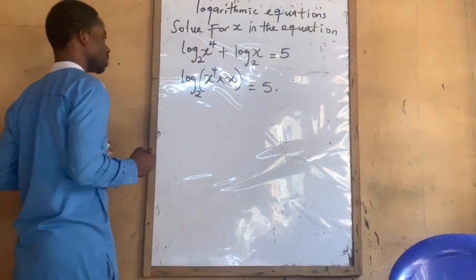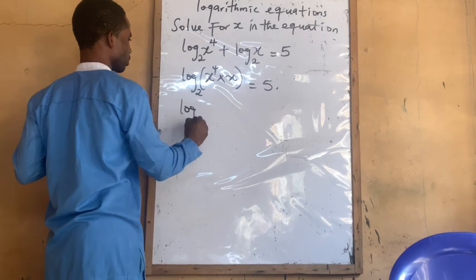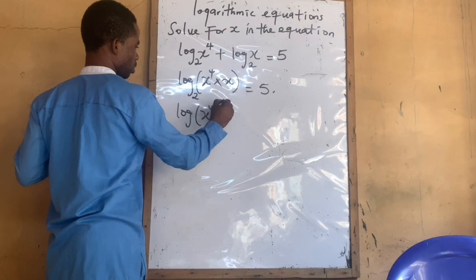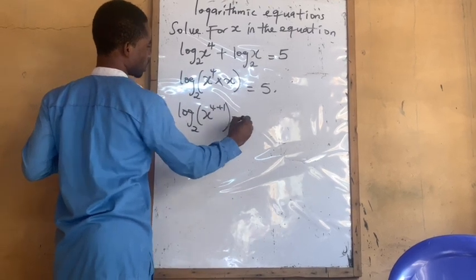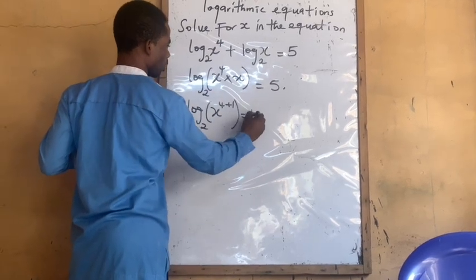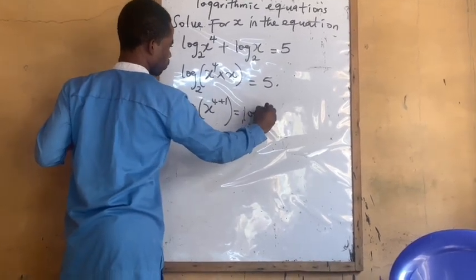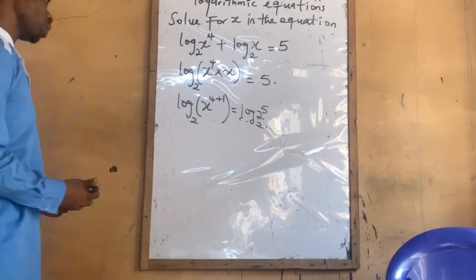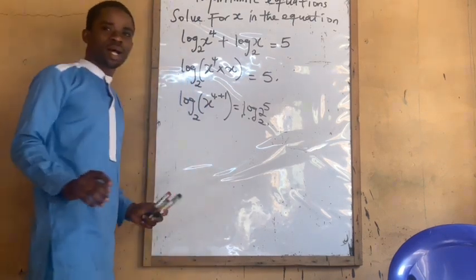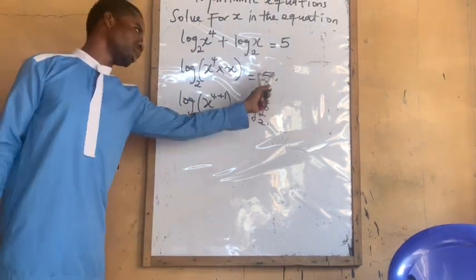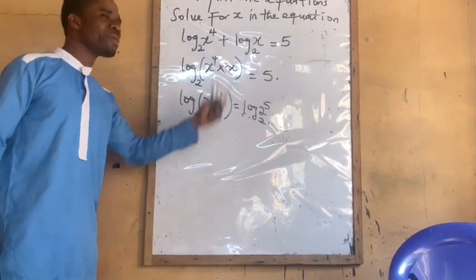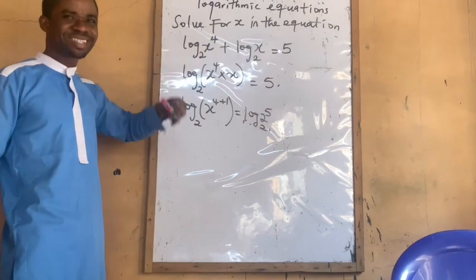So you can also do it like this: log, apply your indices. And this can also be 2. If you want to log this side, that will be log 2 raised to the power 5. Now, you might ask me why I did this. This thing I did is also the same thing as 5, because whatever you do to it when you log it, you must make sure that it is still the same thing as 5.